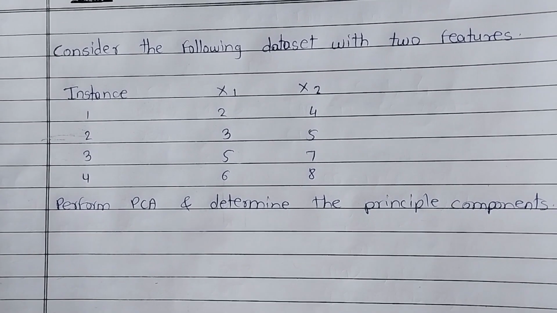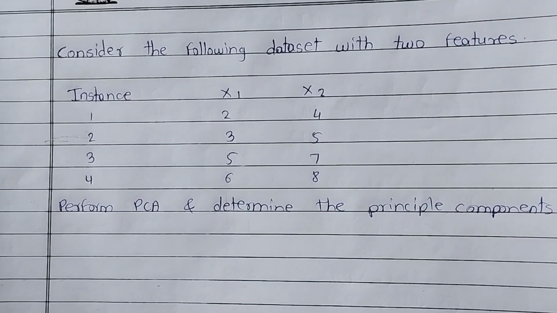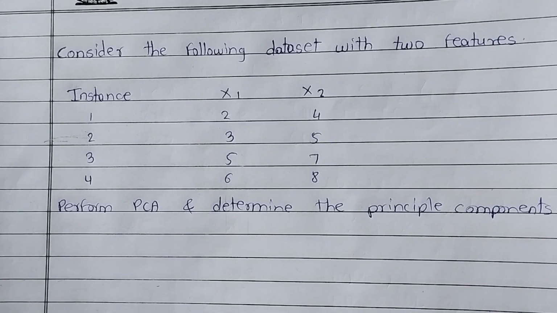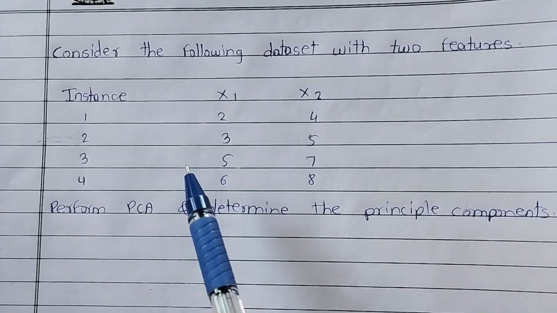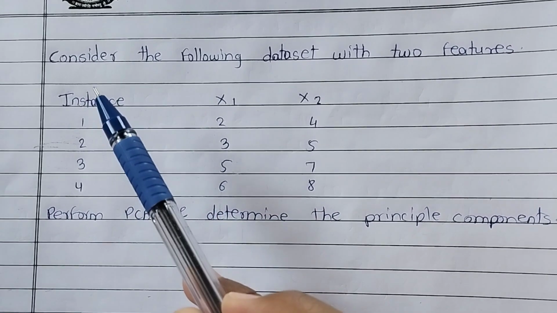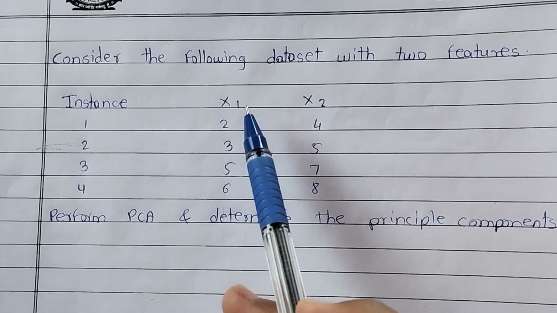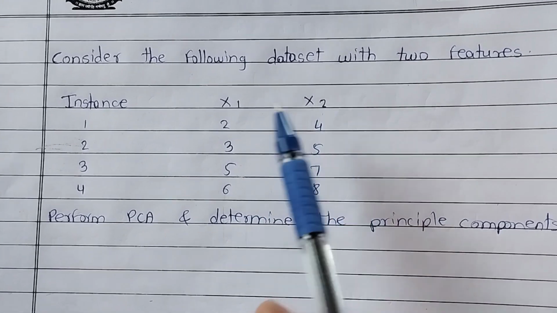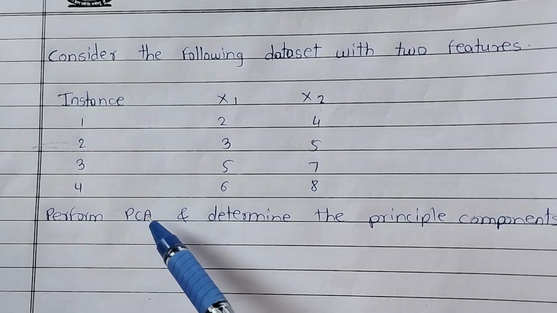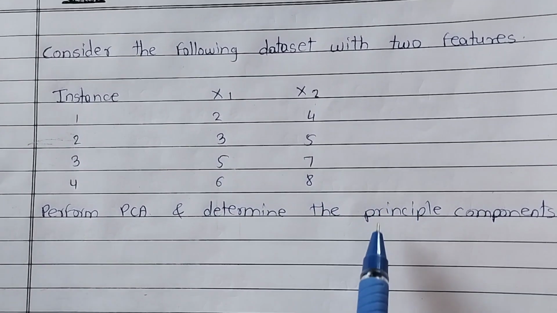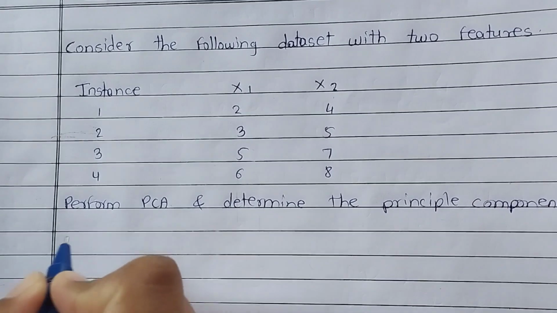Hello everyone. In this video, we see how we perform the PCA and find out the principal component. So let's start. Here is the first question. Consider the following data set with the two features. x1 and x2 are the features and these are the instances. We perform the PCA and determine the principal components. So let's start to solve the question.